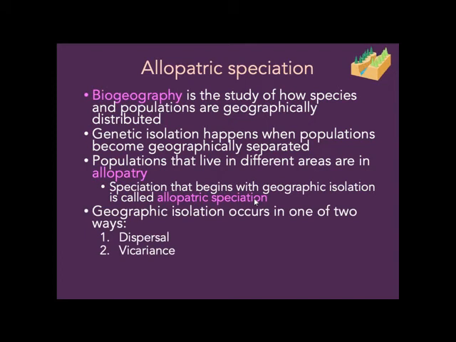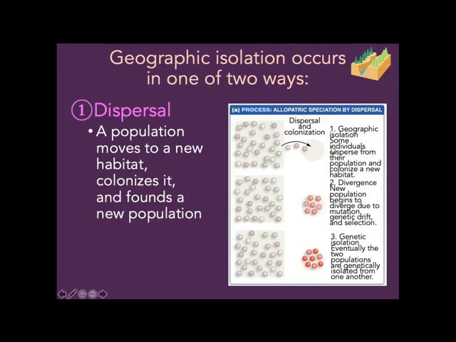There are 2 ways that you can get geographic isolation. The first is called dispersal, and the second is called vicariance. In dispersal, here's your original population, and then some of them move to a new habitat, so they colonize it and found a new population. When they get to the new place, they start to diverge genetically. It could be because they get a new mutation that these guys don't have, and that causes them to change. It could be that the environment is a little bit different and different alleles are favored here than were favored in the older place.